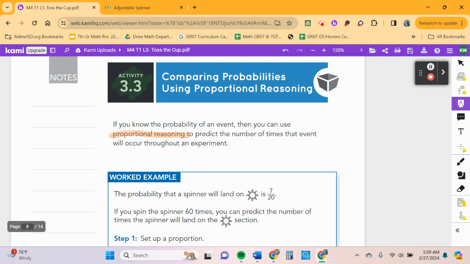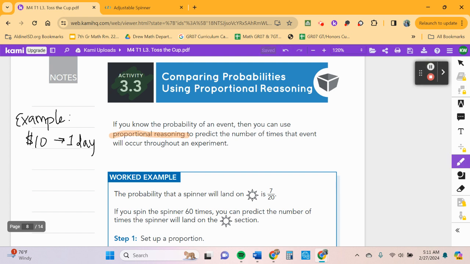Now, that word proportional reasoning is important to understand because it's the whole topic of this activity. And if you don't understand what it is, then you're not going to understand what it is that you're doing with the math. All right, so I'm going to give you a quick example.